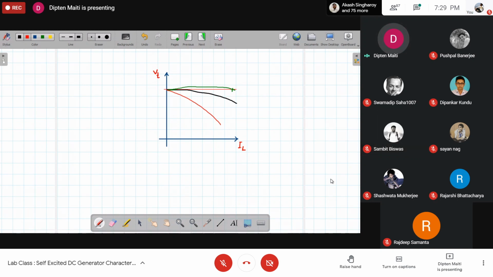So the task in this part of the lab was that you have to draw the external characteristics for the three runs: the shunt, cumulative, and differential compound generator. And there was a question: why has a synchronous motor been chosen as prime mover? Can anyone answer that? Otherwise, we will discuss that and finish up here.